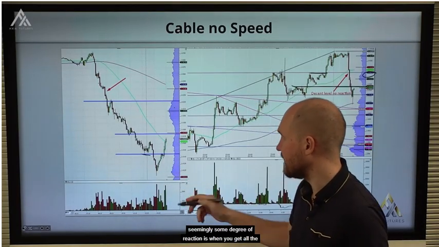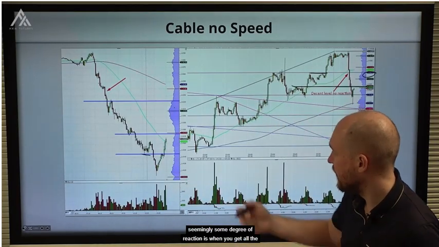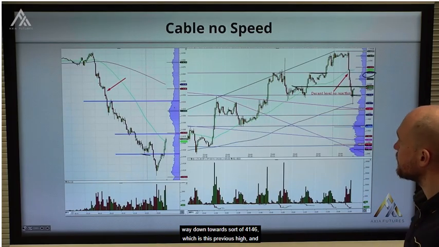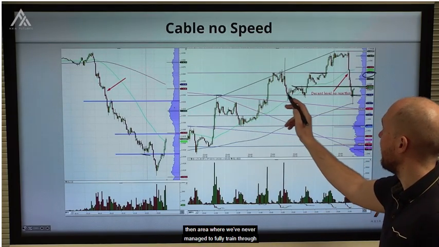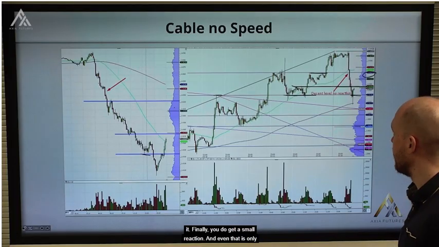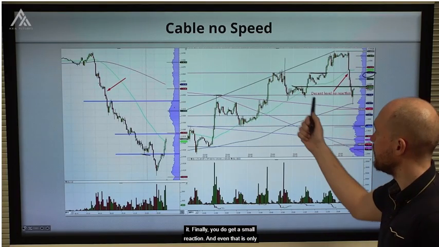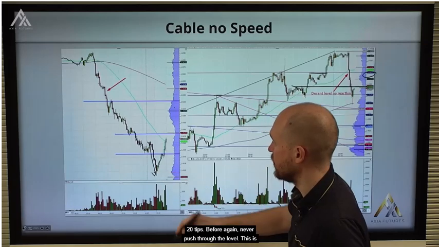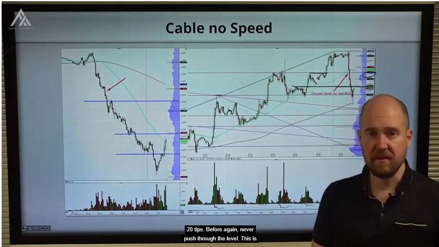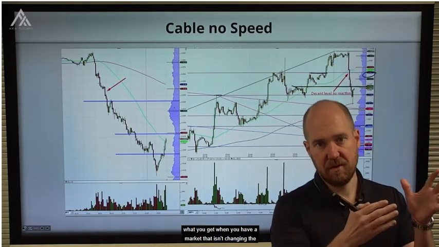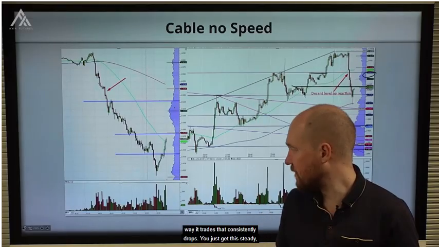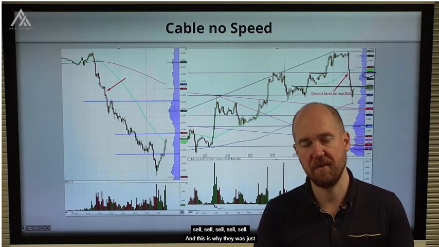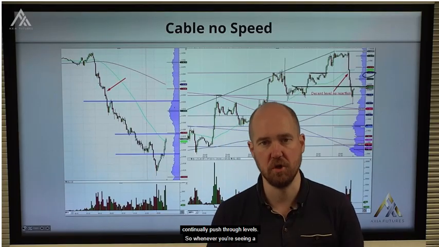The only point you get seemingly some degree of reaction is when you get all the way down towards 41, 46, which is this previous high and an area where we've never managed to fully trade through. But finally, you do get a small reaction, and even that is only 20 ticks before again another push through the level. This is what you get when you have a market that isn't changing the way it trades, that consistently drops. You just get this steady sell, sell, sell, and this is what enables it to continually push through levels.